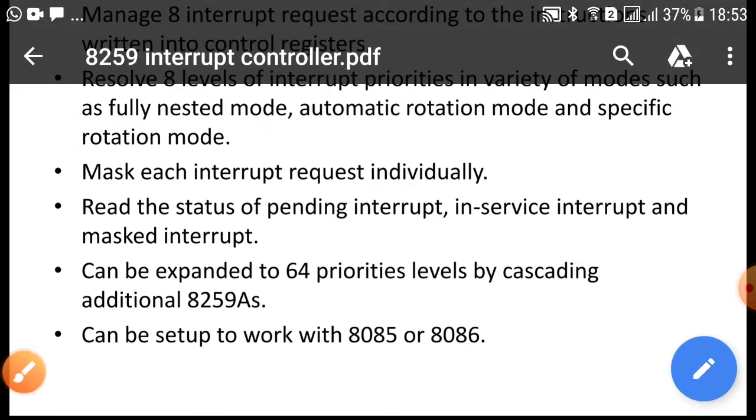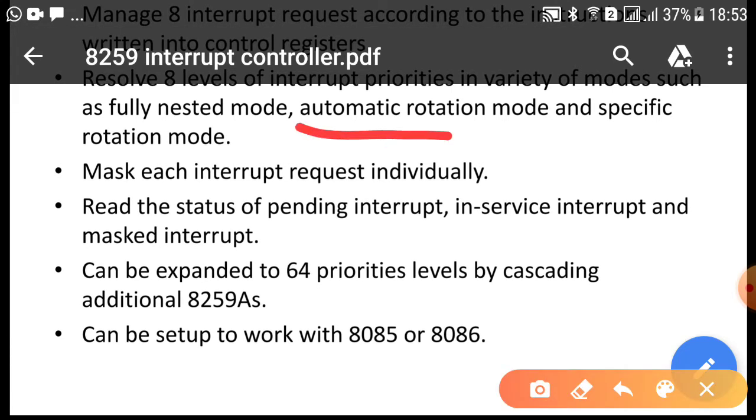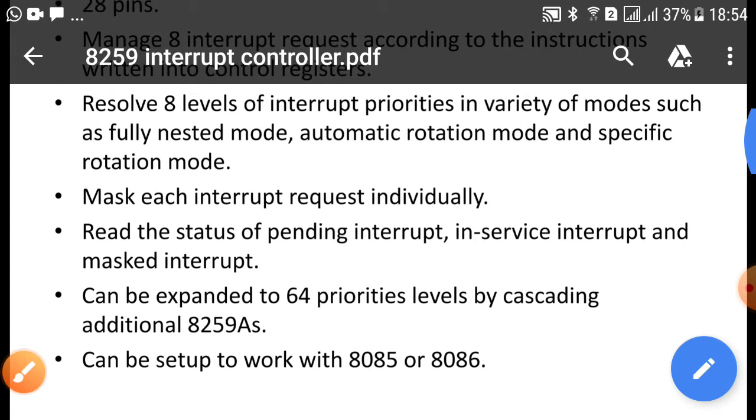Now the automatic rotation mode. What is automatic rotation mode? In this mode, a device, if it is being served by the interrupt controller, is allotted the lowest priority, since it has just been served. So assume that the second interrupt line is being serviced at a particular moment. Then in the next case, IR2 will be given the lowest priority. That is the automatic rotation priority.